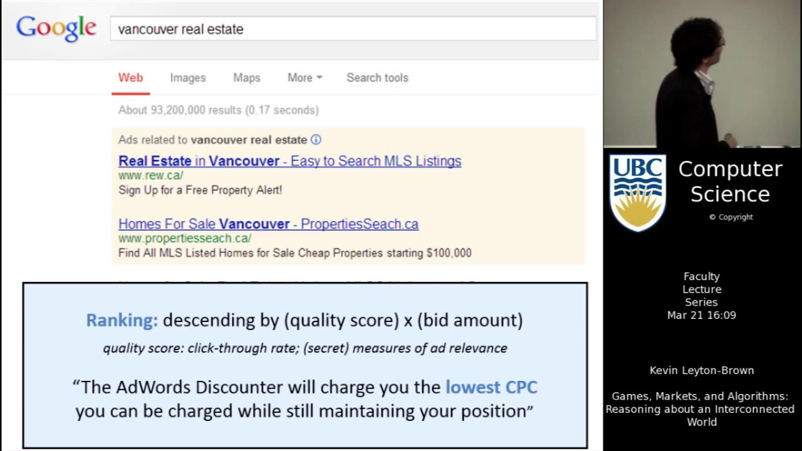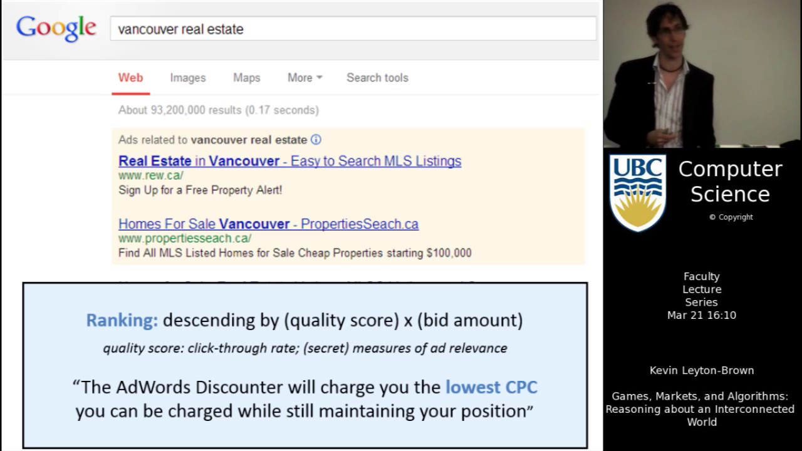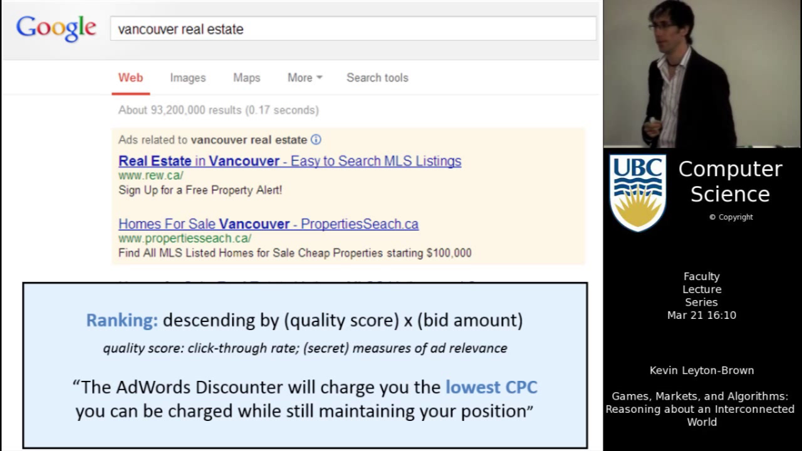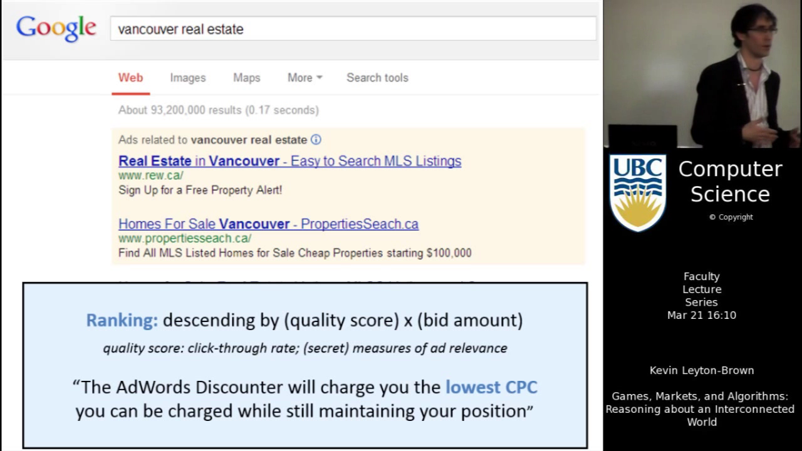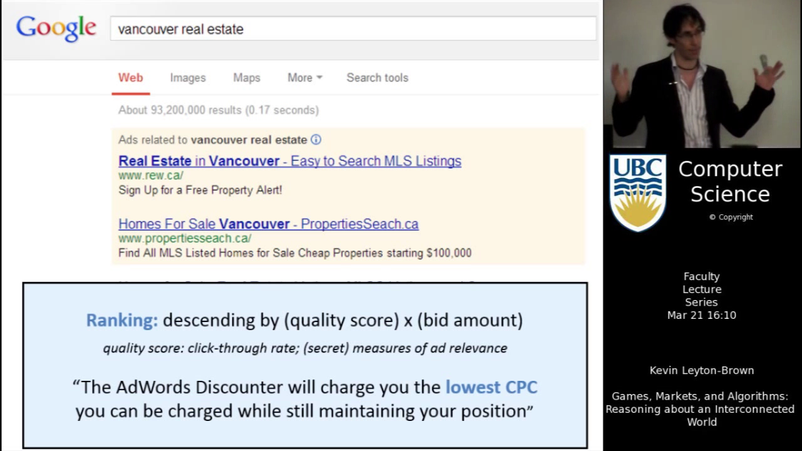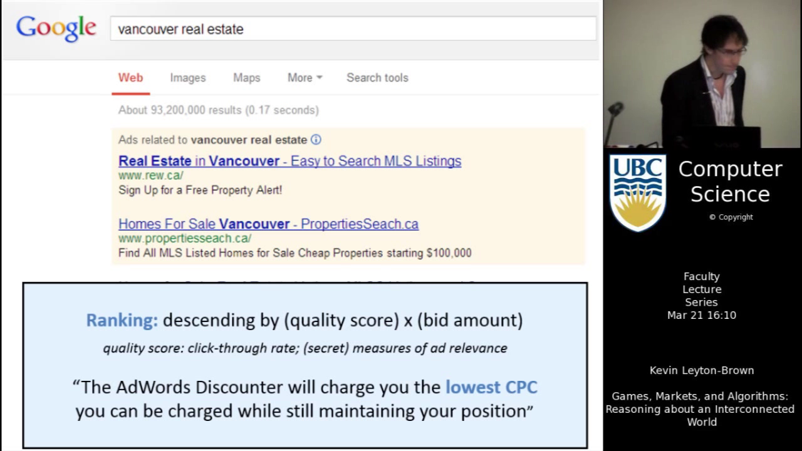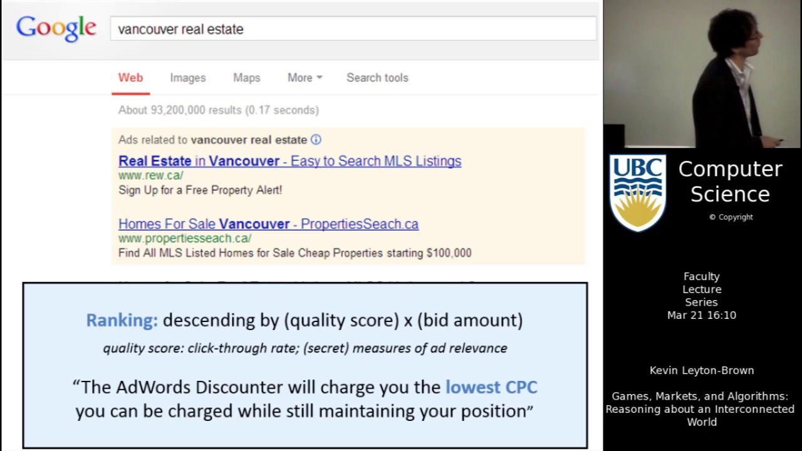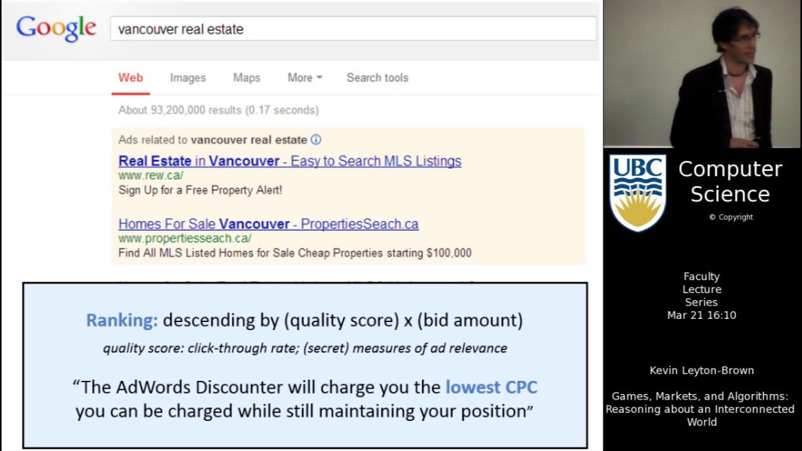Well, the ranking of these different ads is descending by the product of a bid amount in an auction and something Google calls quality score. Now, quality score is essentially how frequently ads get clicked through. Google wants to prefer ads that actually get clicked on, because after all, Google is selling impressions and getting paid for clicks. And it also has some other stuff in it, which is sort of secret sauce about how much Google thinks the customer will like your ad once they click on it.